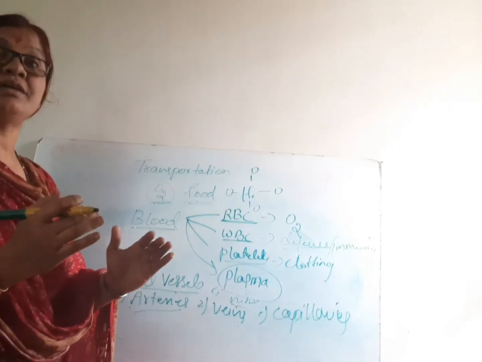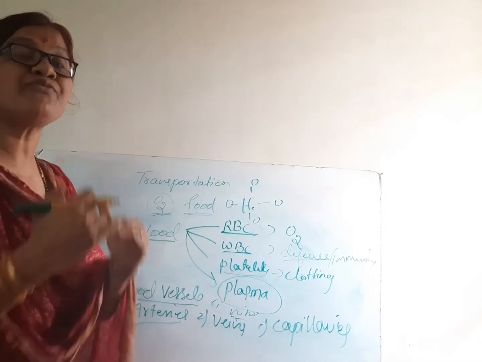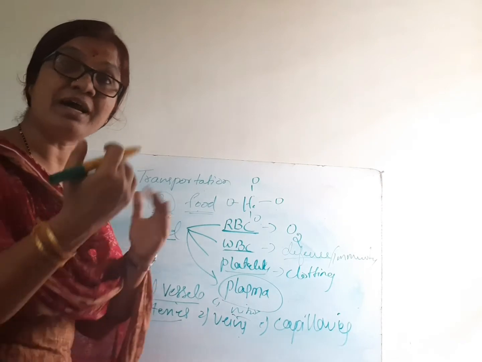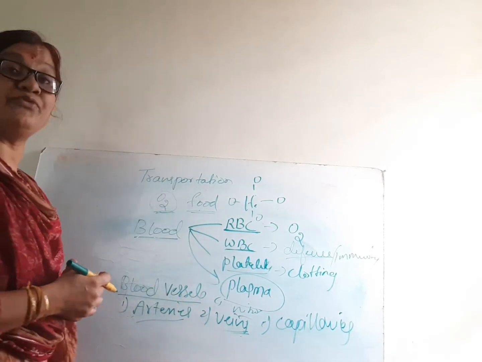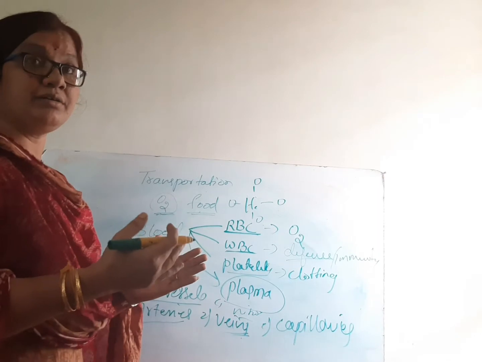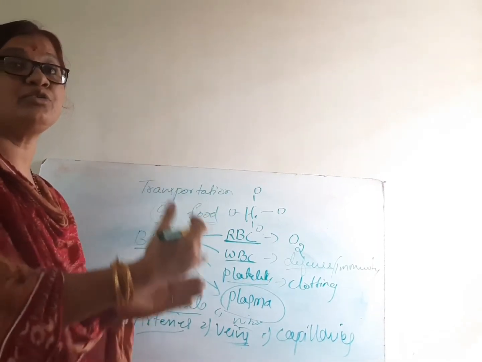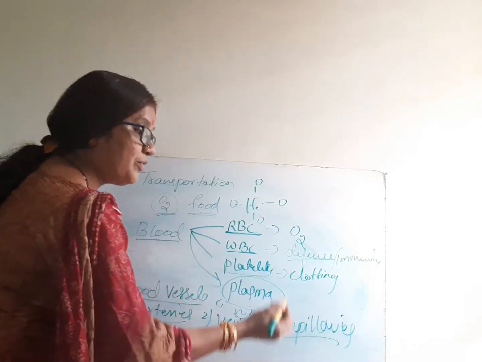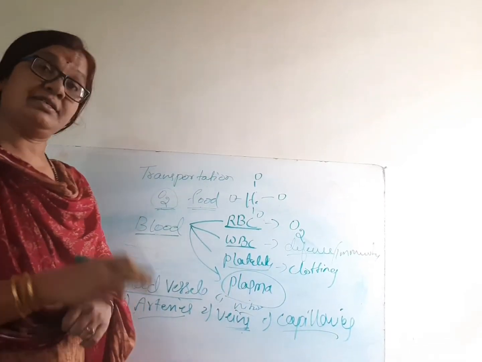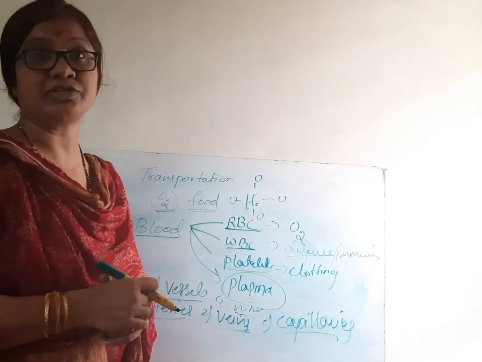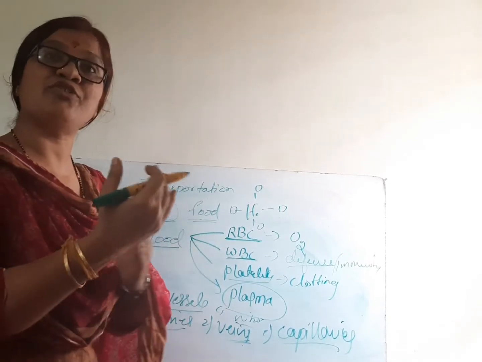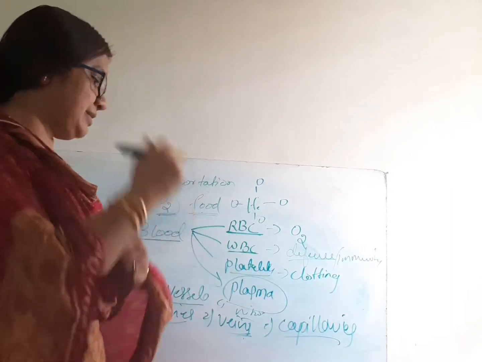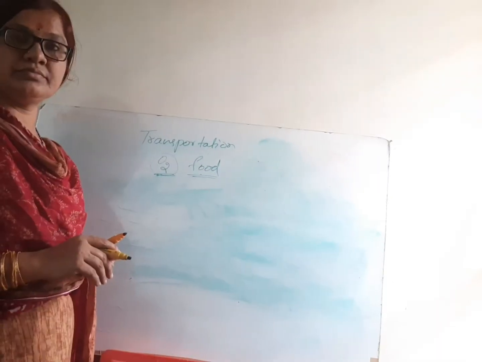What is the function of arteries? They carry the blood away from the heart. Arteries always carry the blood away from the heart. What is the function of veins? They carry blood from the parts of the body to the heart. And what is the function of capillaries? These are single-celled tubular structures which help in exchange of materials with the cells. They connect to the cells. So this is about the capillaries.